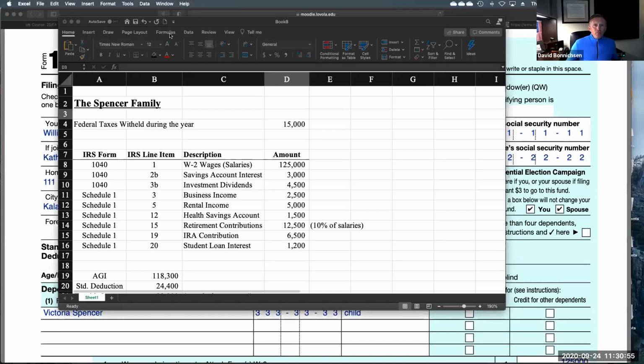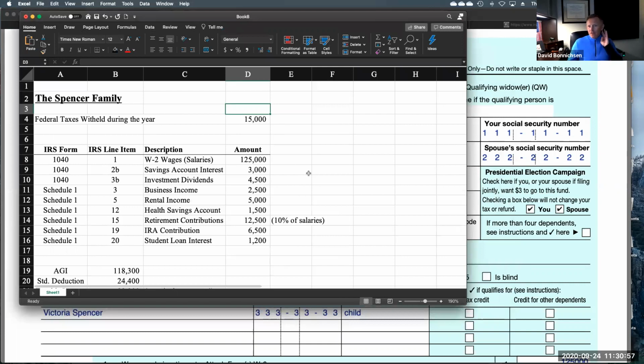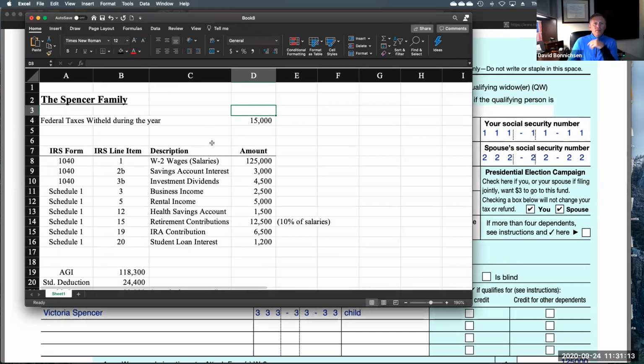So we're presented with some information, and this is kind of how your midterm is going to look. It's going to be in a case study format, very similar to the assignment that you have due next week. But you're going to be given some information around a family. So in the case of the Spencer family, we can see that they paid $15,000 in federal taxes last year based upon their withholdings from their earnings statements.